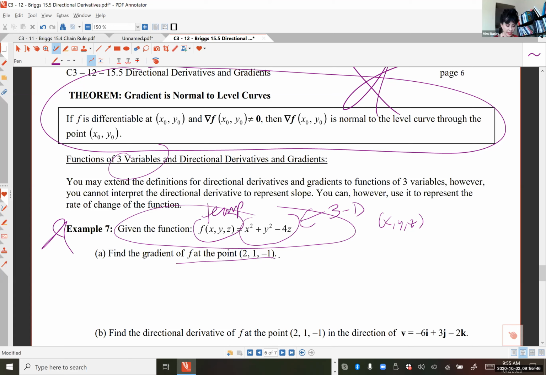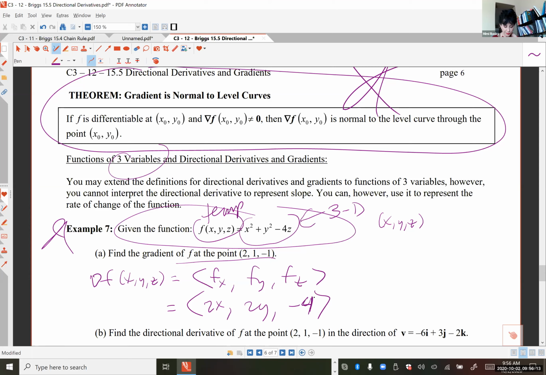So find the gradient of this function of 3 variables at this point. This is analogous to a function of 2 variables: it's just going to be a vector that has all the first partials as its components. That's all. So easy peasy, let's go get the gradient for this function of 3 variables. It'll be 2x, 2y, and then f_z is going to be -4. Okay? And if they want it at that point, no problem.